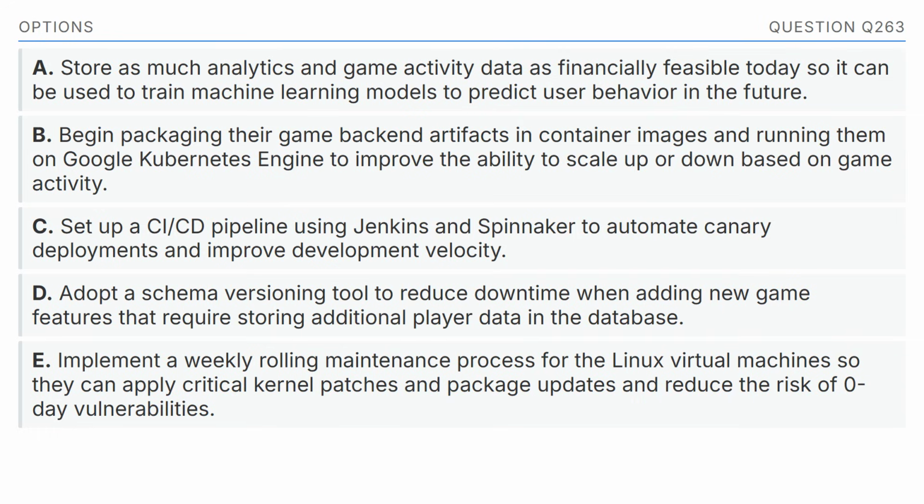Option D, adopt a schema versioning tool to reduce downtime when adding new game features that require storing additional player data in the database. Option E, implement a weekly rolling maintenance process for the Linux virtual machines so they can apply critical kernel patches and package updates and reduce the risk of zero-day vulnerabilities.